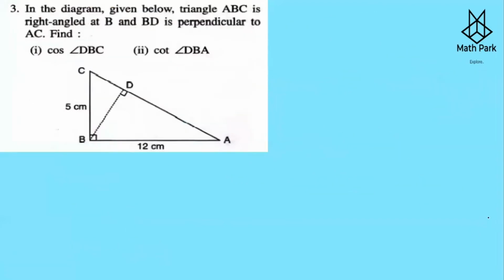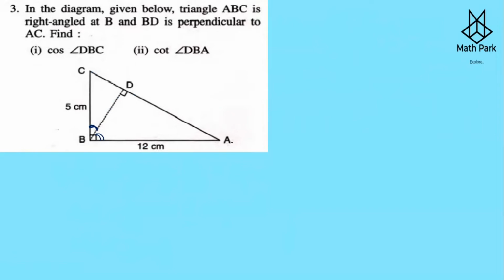Okay. Question number 3. In the diagram given below, the triangle ABC is right angled at B. BD is perpendicular to AC. Find cos DBC and cot DBA. So we are concerned with these two angles. When we are looking for these, we just know this side is 5 and this is 12. We need to know the parts of this triangle.